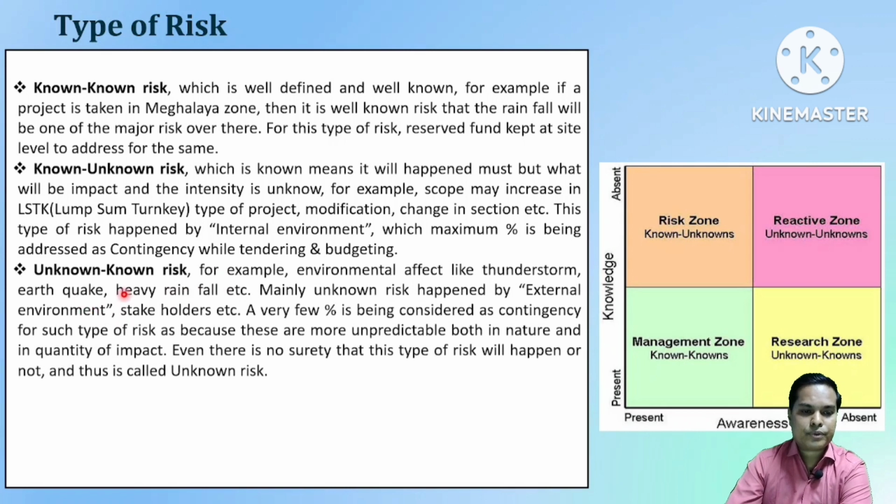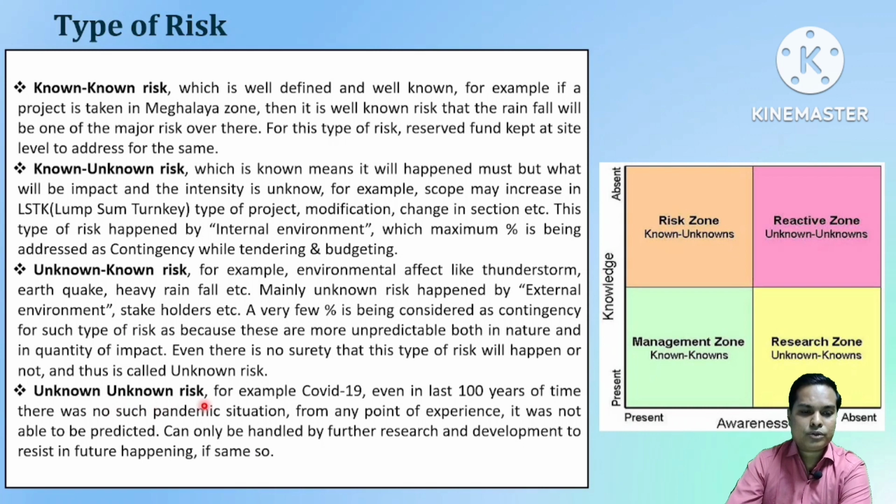Unknown known risk, we have already given that example: environmental effects like thunderstorm, earthquake, heavy rainfall, etc. And for unknown unknown risk, we have also given an example, for instance COVID-19. Even in the last 100 years, nobody knew about this pandemic situation.